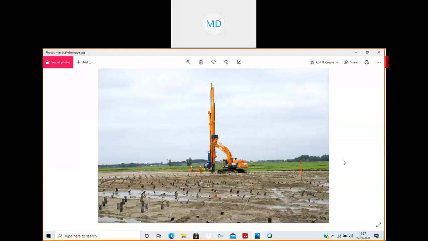Is it clear about vertical drains? From the image, I guess it is clear to all. Please respond yes, no, something.